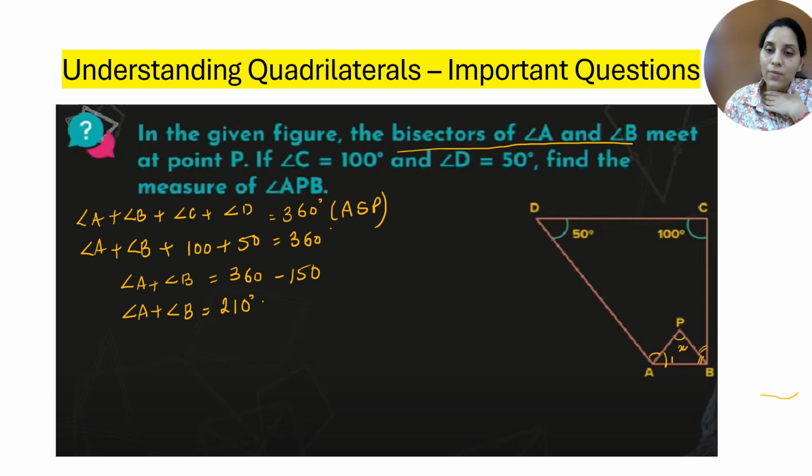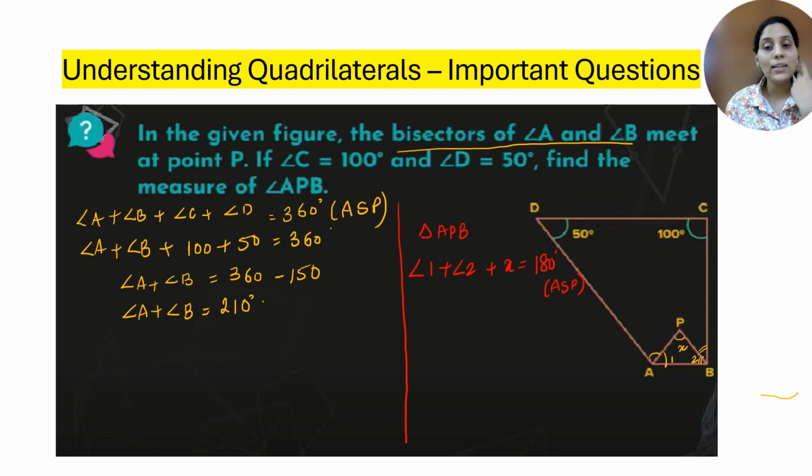Now let me take this 1 and this 2, angle 1, angle 2. Now if I consider this triangle APB, I can write angle 1 plus angle 2 plus X is equal to 180 degrees, again angle sum property. Now to find X, I need to find angle 1 and 2, right? So X is equal to 180 minus angle 1 plus angle 2. So what are angle 1 and 2? Now here, can I divide both the sides by 2? I can divide both the sides. I can do same quantities on both the sides.